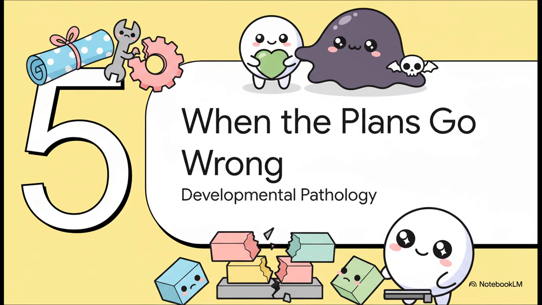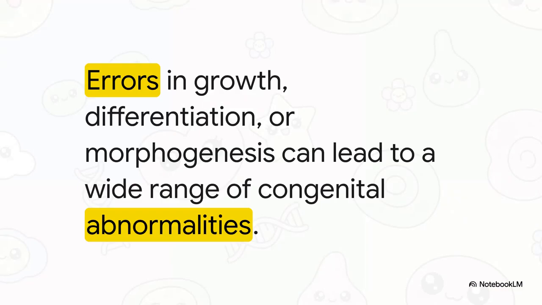But what happens when there are errors in that blueprint, or flaws in the construction? Well, that's where we enter the world of developmental pathology. When these fundamental processes go off the rails, it can lead to a huge range of congenital conditions. Just a single mistake during any of these delicate steps can have a massive domino effect, resulting in everything from a minor physical issue to a severe, life-threatening disorder.